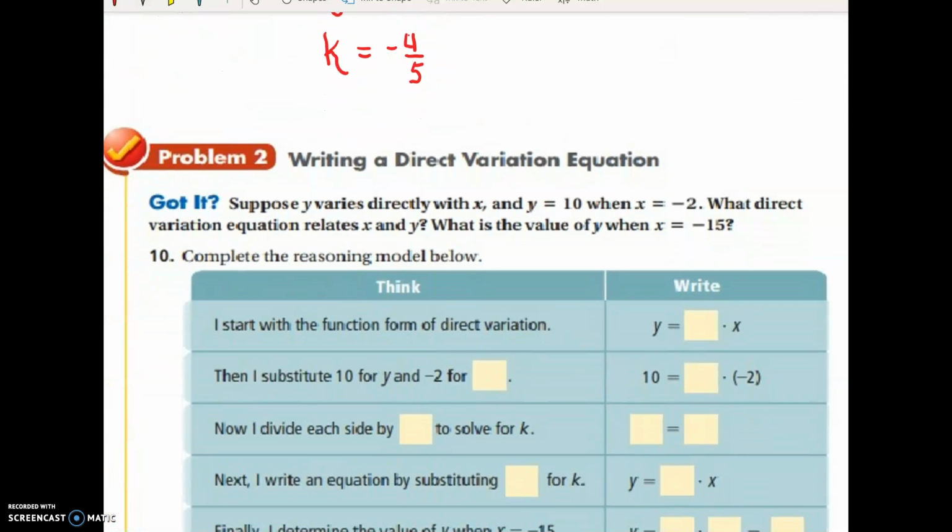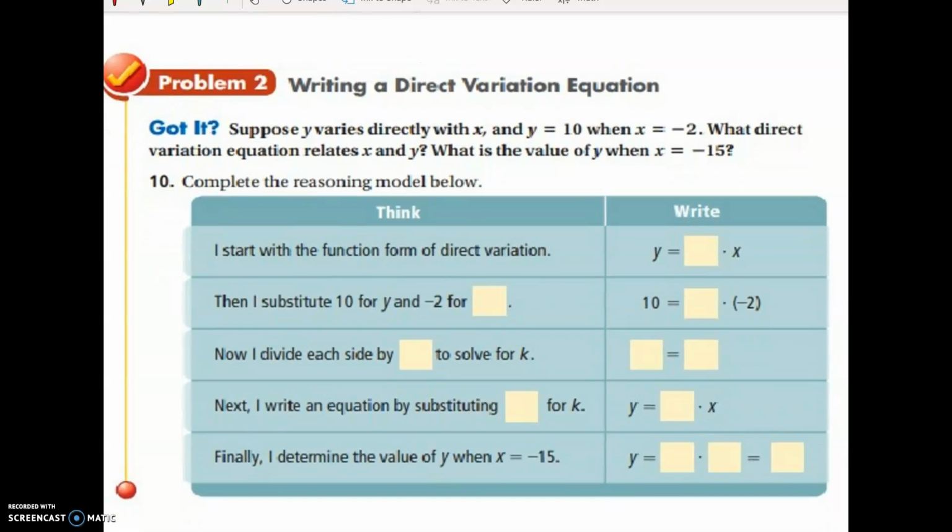I'm going to turn my notes page here. So the next example is writing a direct variation equation. We're just going to fill in the missing pieces here. It walks you through step by step how to do this problem. Suppose y varies directly with x, and we know y is 10 when x is negative 2. What direct variation equation will relate x and y given these parameters?